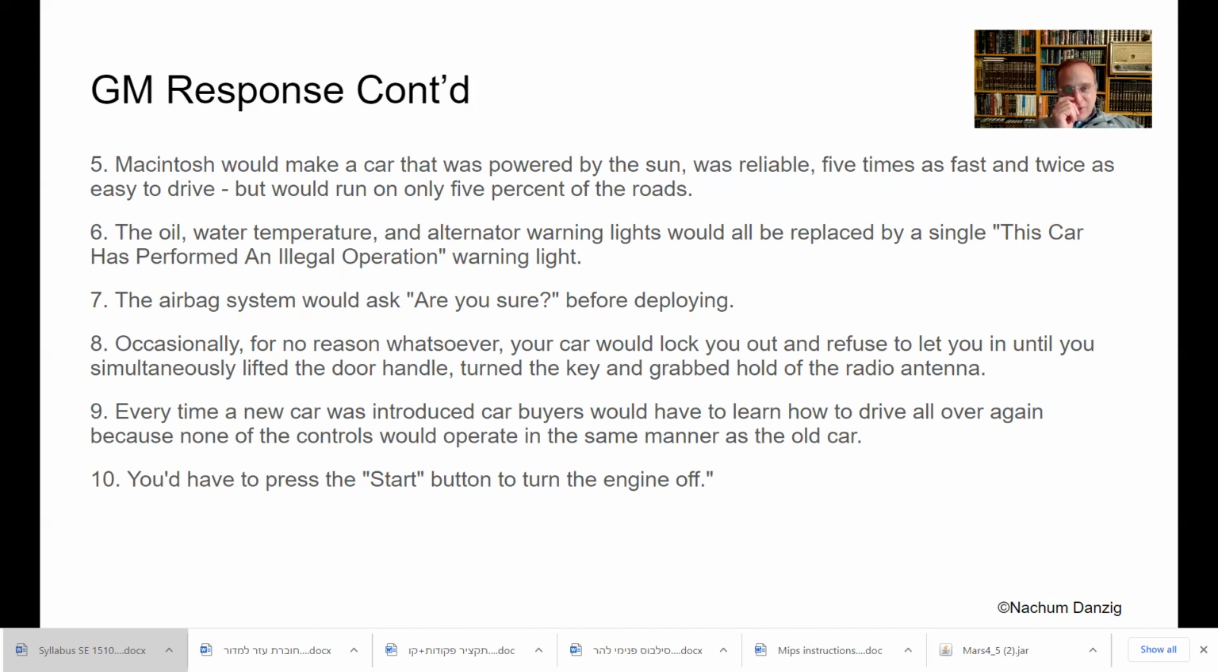The oil, water, temperature, and alternator warning lights would all be replaced by a single message: this car has performed an illegal operation. The airbag system would ask, are you sure, before opening. Occasionally, for no reason whatsoever, your car would lock you out and refuse to let you in until you simultaneously lift the door handle and the key, turn the key, and grab hold of the radio antenna all at the same time. Every time a new car was introduced, car buyers would have to learn how to drive all over again because none of the controls would operate in the same manner as the old car. You'd have to press the start button to turn the engine off.